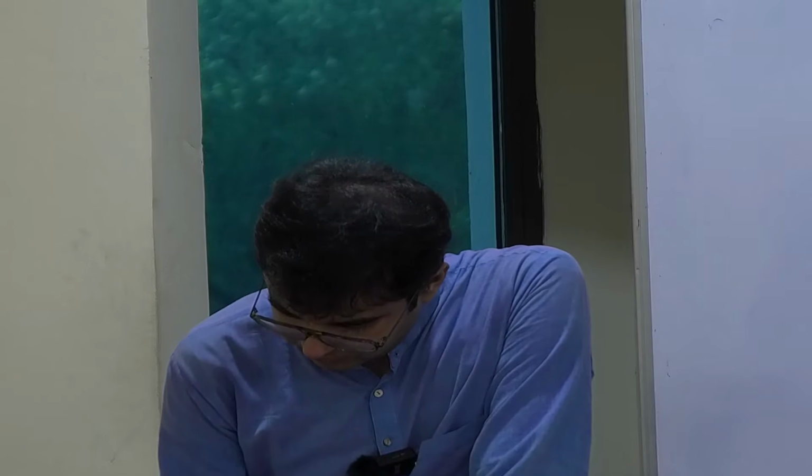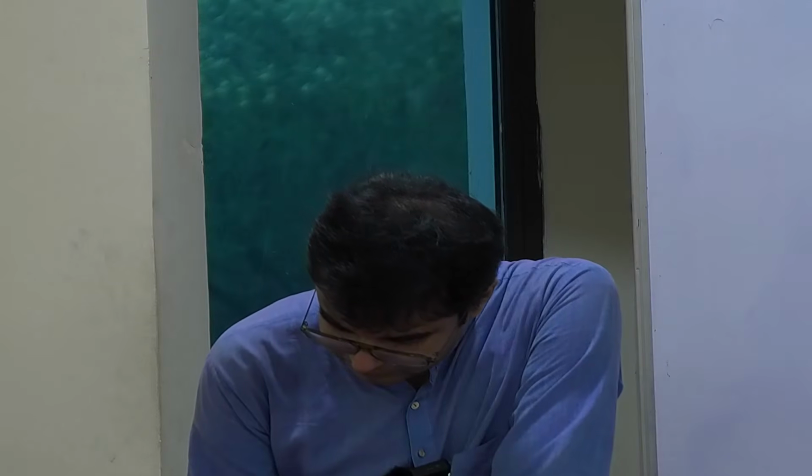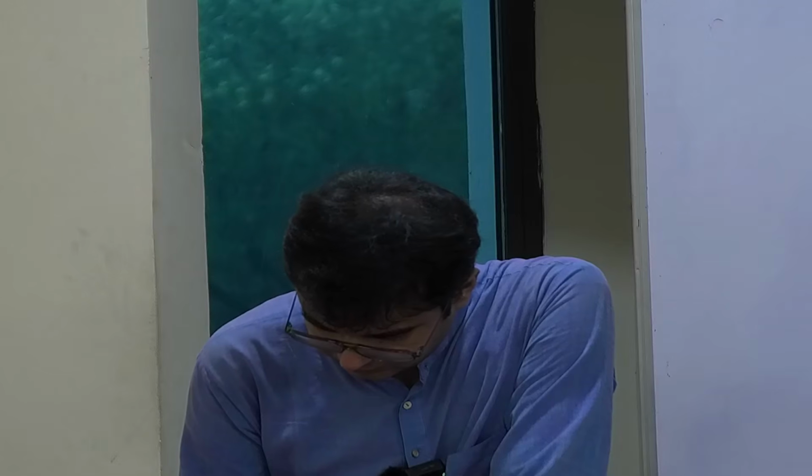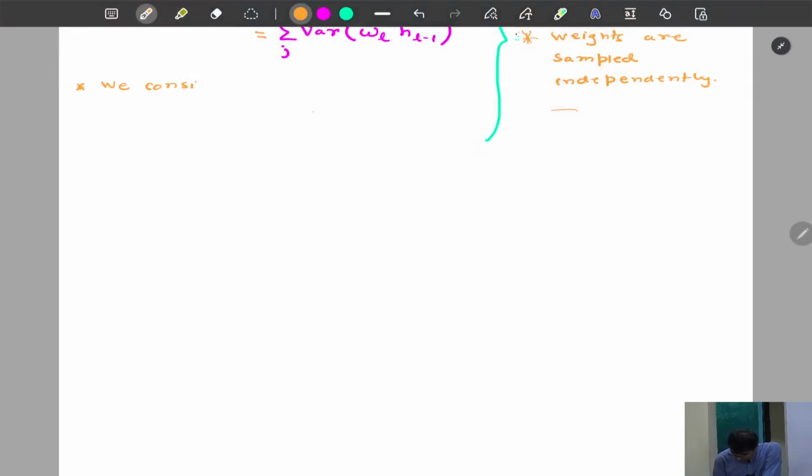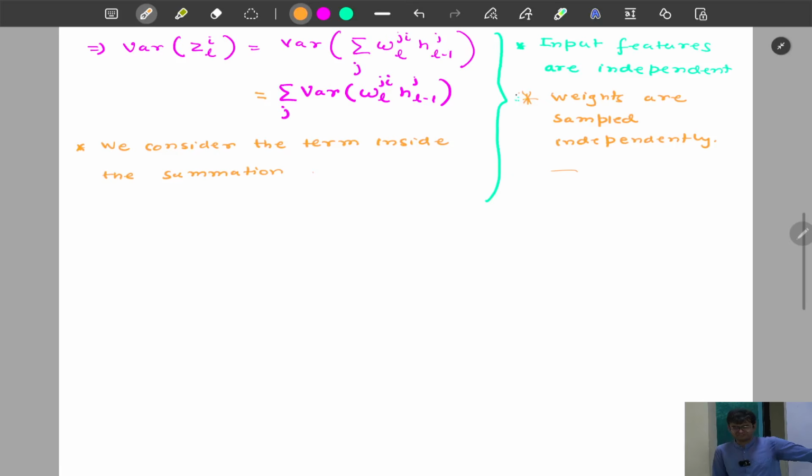So, we consider the term inside the summation. And because I'm going to generalize it, I will drop the L, J, and I index. I will only work with variance of WH. Those indices have no meaning right now, so I will just drop them. It does not mean they are not there. They are there. When I substitute it, I'll bring them back.